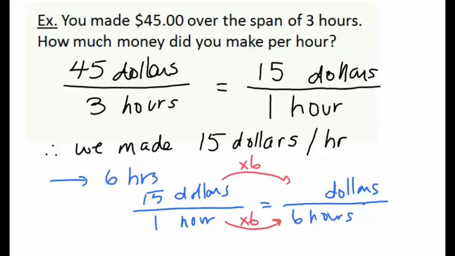What is 15 times 6? Well, 15 times 6 is 90. So in the span of 6 hours, knowing that we make $15 per hour, we should get $90 if we work for 6 hours.